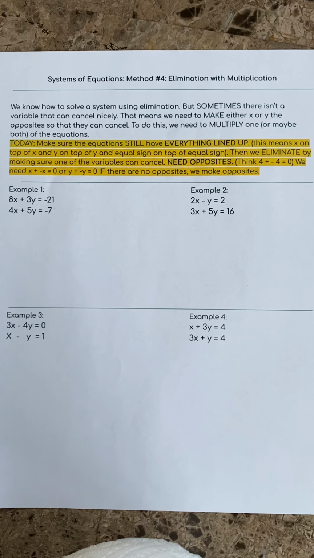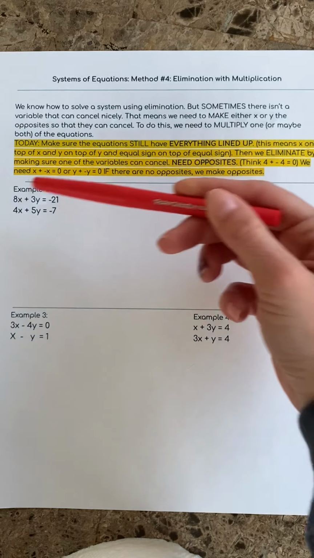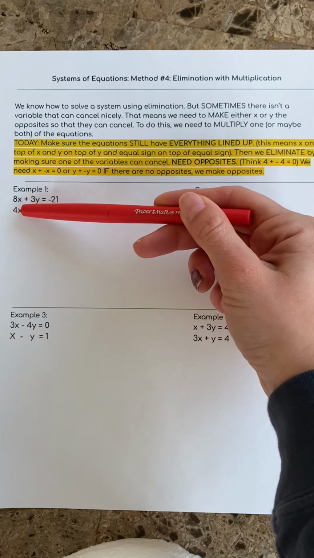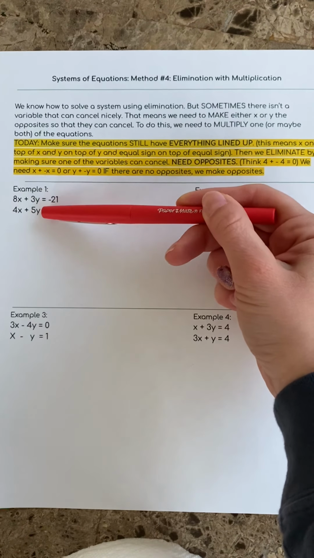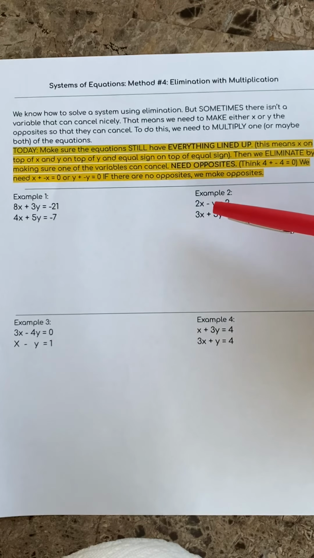If you take a look at the examples, you're going to notice that none of my variables can cancel. I have 8x and 4x. 8 and 4 cannot get to 0. 3 and 5 can't get me to 0, nor are any of them opposites. Same thing here. 2 and 3 can't get me to 0. 1y and 5y can't get me to 0. I have opposite signs, but not opposite numbers.